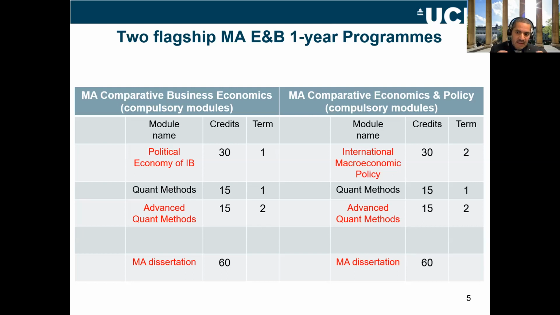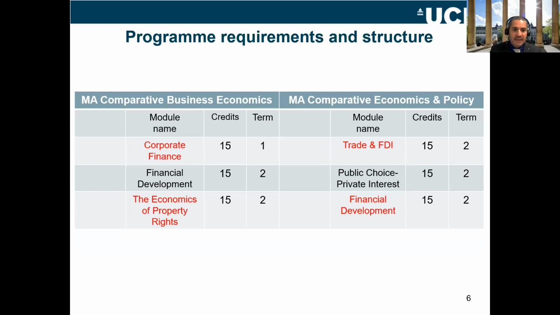So the difference is mainly about international macroeconomic policy or political economy, and obviously in the type of electives that you can select, especially in the second term. The dissertation, as you appreciate, is obviously compulsory, and it's quite important in terms of credits. It's 60 credits. So this gives you already a sense of how we give importance to research, because as a research-led university, we consider the dissertation a very important part of your master, and we give it a high weight.